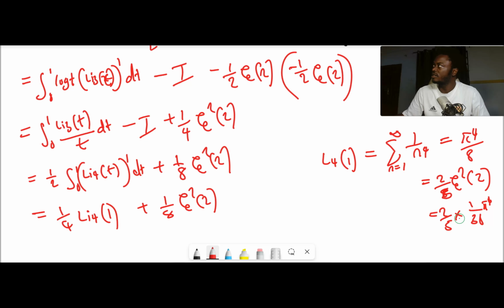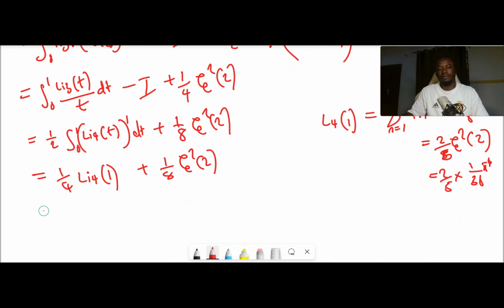Yes, because 36, let me check my calculator and see. So just hold on. So 2 over 5 times 1 over 36, 2 divided by 5 times 1 divided by 36. So yes, that is 2 over 5 zeta squared of 2.